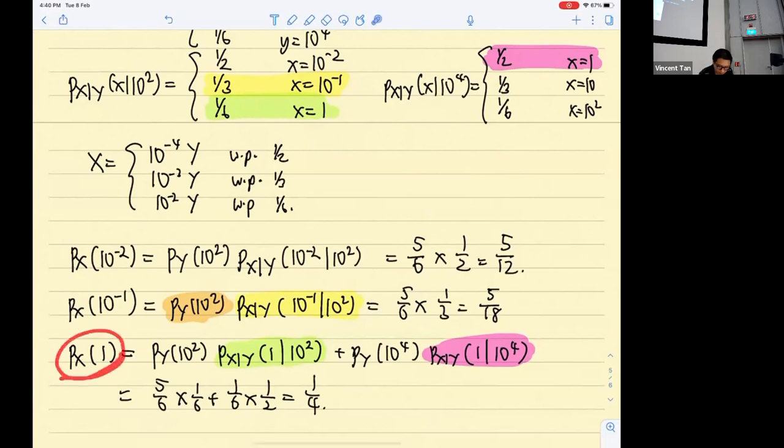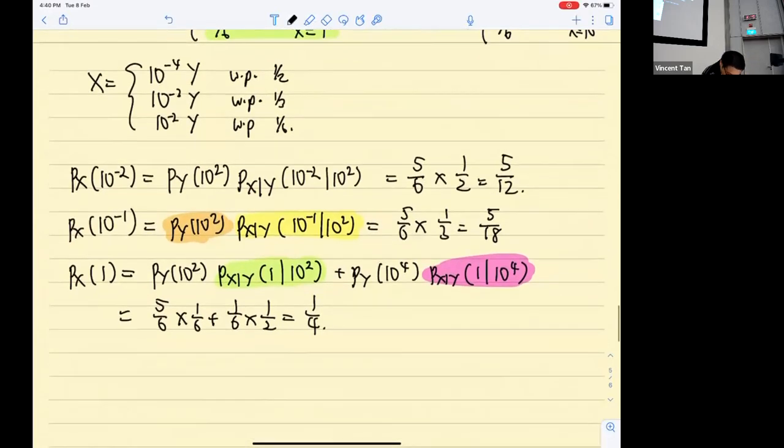Now, if you receive this, basically your travel time is 1. Your y could be from 2 sources. And we pass this through this particular conditional probability mass function. Does everyone have any questions here? I know there are a lot of numbers. I was also confused.